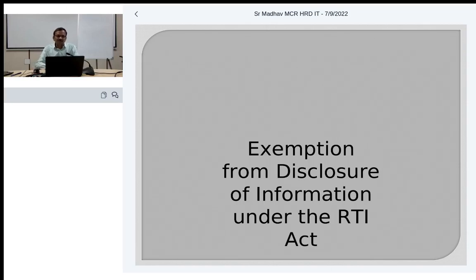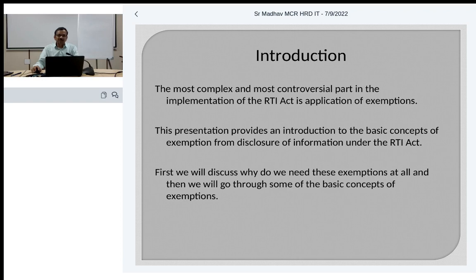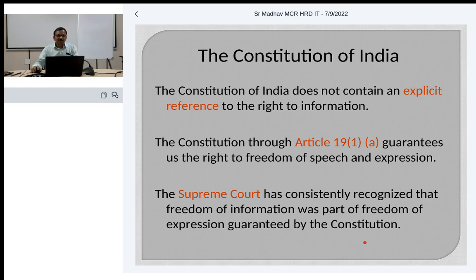Namaste. Now we are in the key module on exemptions from Disclosure of Information under the Right to Information Act. This is the most complex part for application and to appreciate on the part of Public Information Officer. So we'll try to make it simple through discussion on these exemptions. So we will start with the Constitution of India.